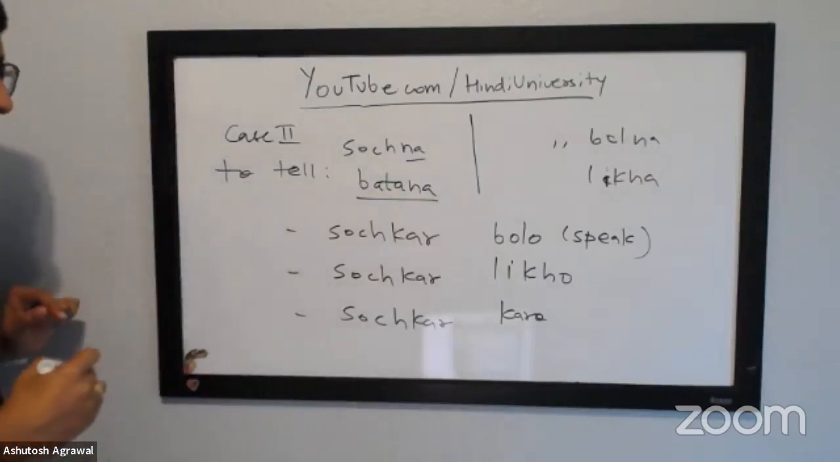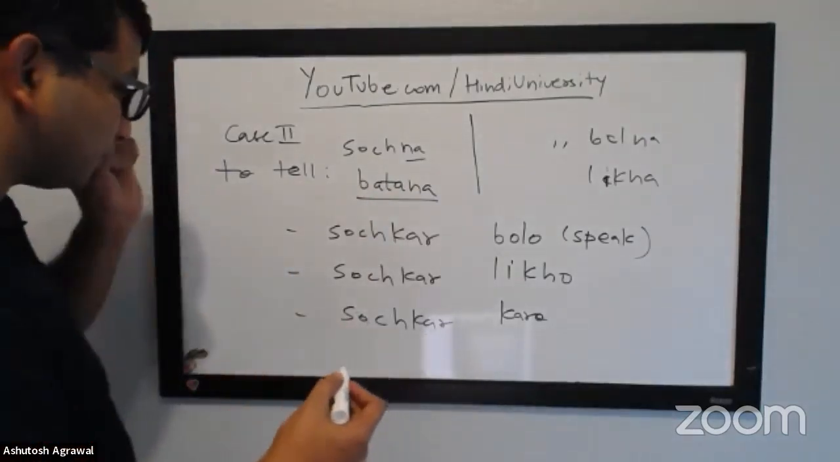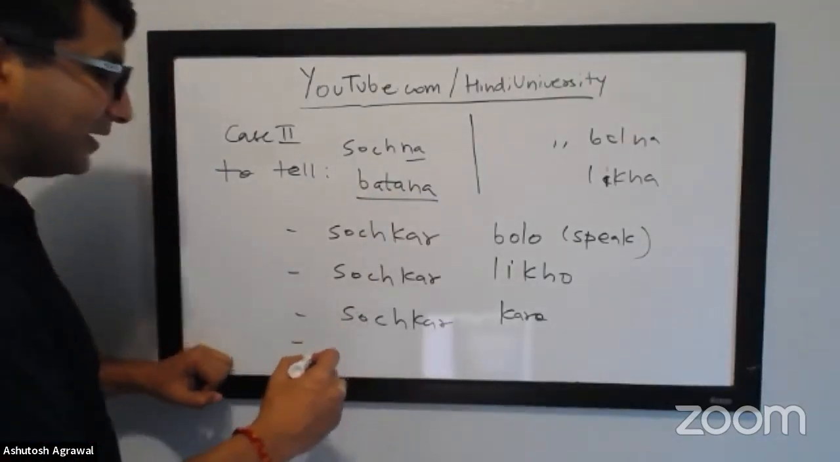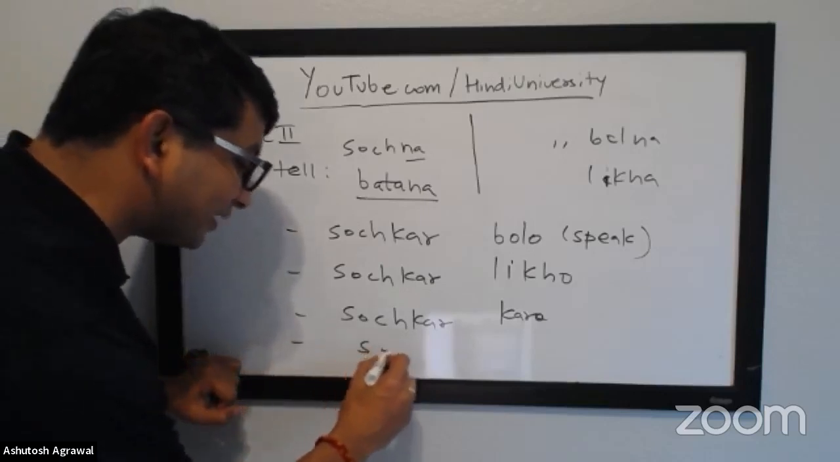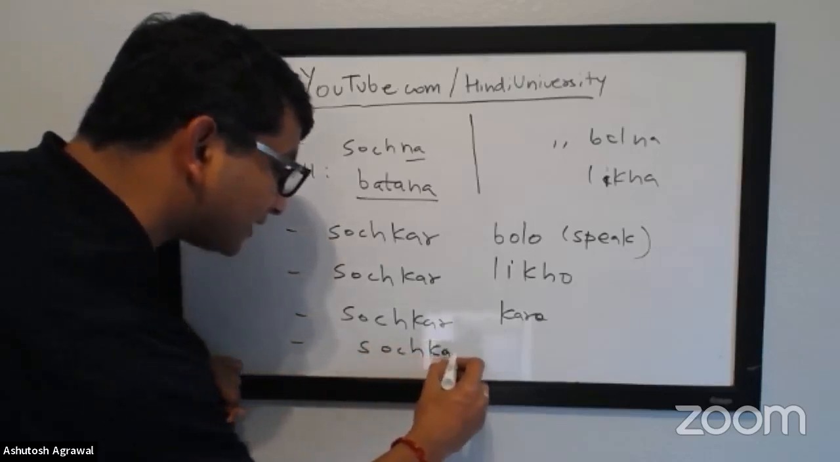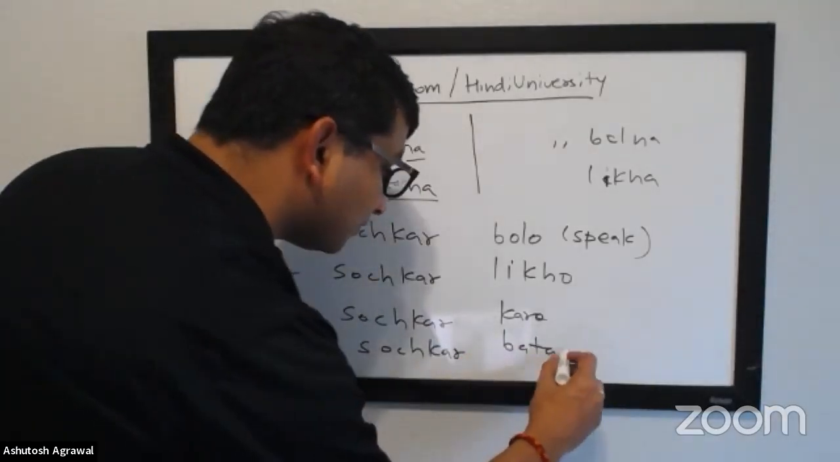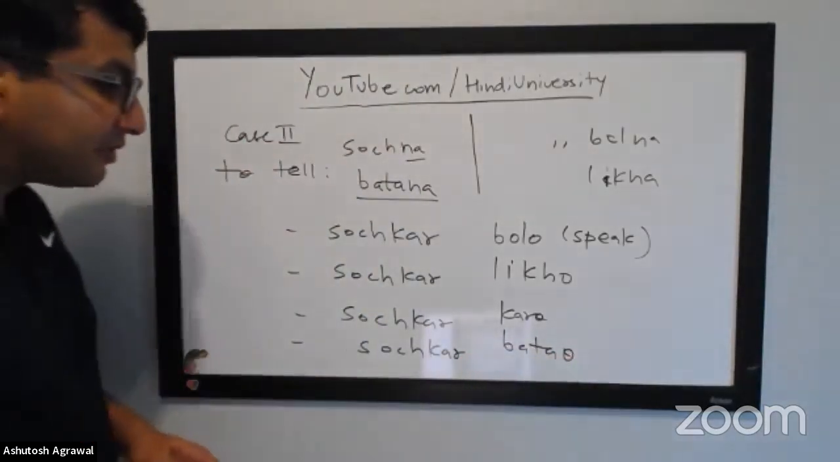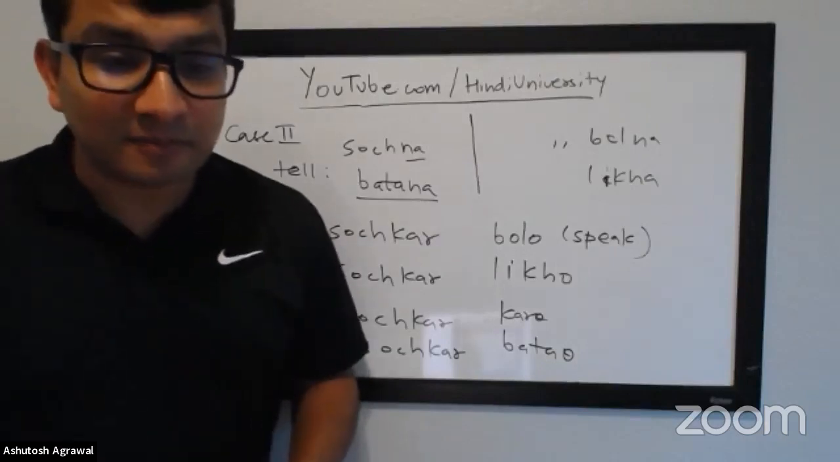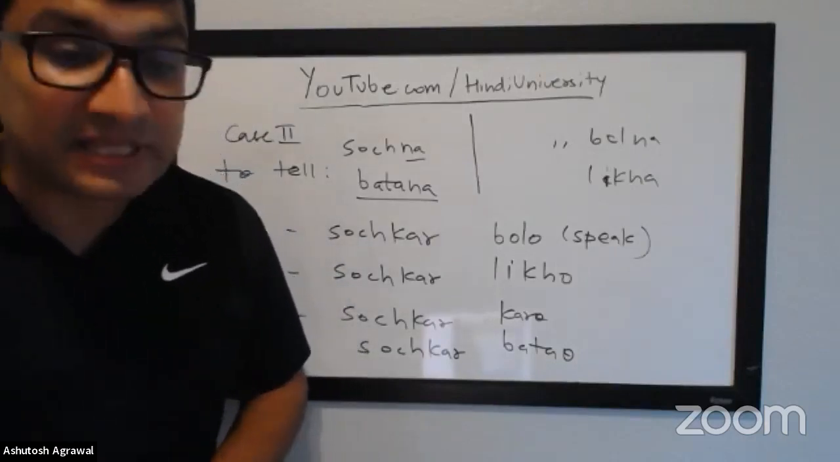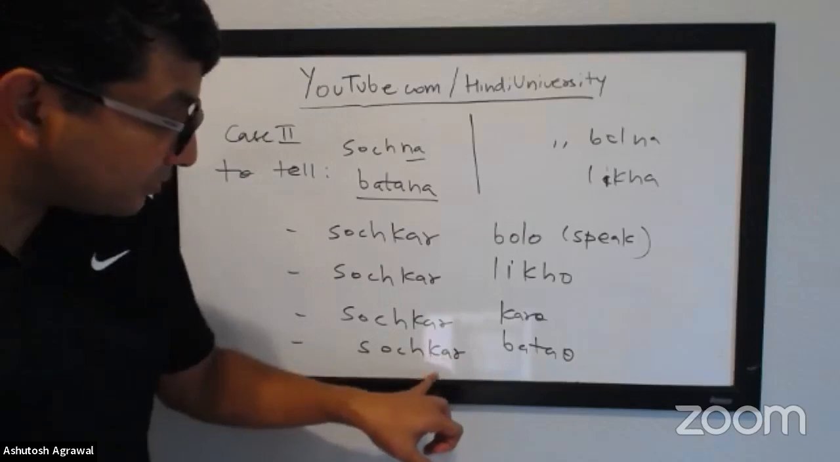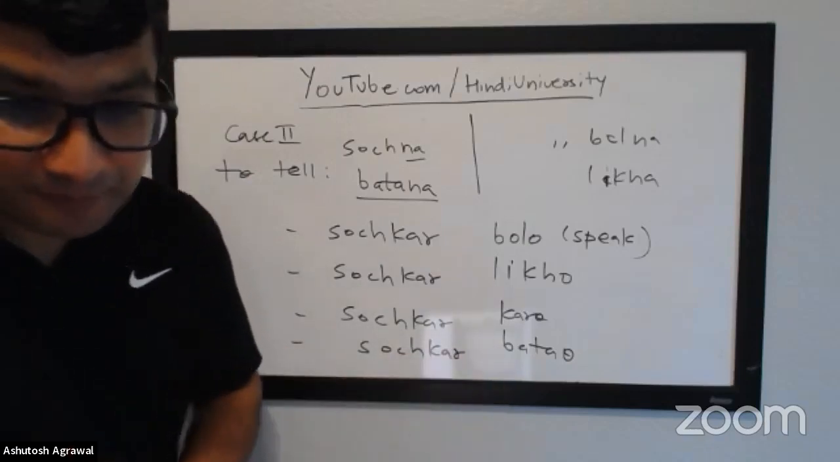Batana. Okay. So sochkar bataye. Okay, very good, right? So if you want to say it as a command, you can say sochkar batao. And you can very well respond, हाँ मैं सोचकर बताऊंगी. I will think and I'll tell you. Okay, but you're right, सोचकर बताओ. Okay, anyone else?